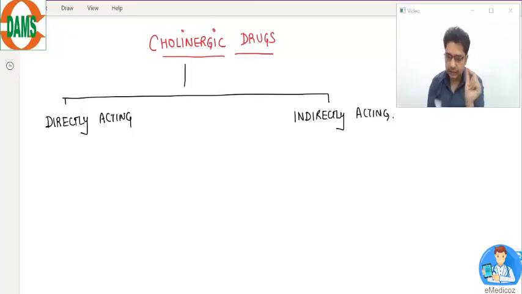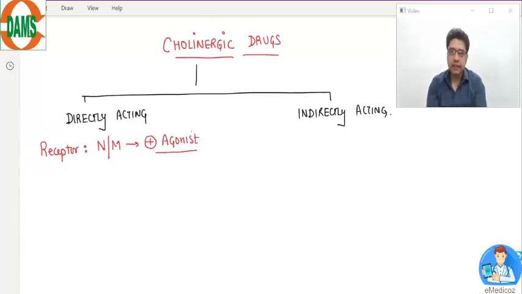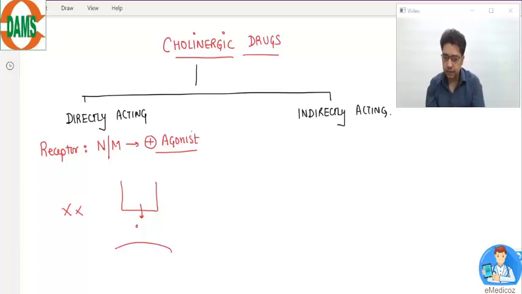Now, what does it mean? Let's understand. Directly acting drugs will go on the receptor. Can you tell me two receptors of acetylcholine? Either N or M, and they will directly act as an agonist. Agonist means that they will directly stimulate the receptor. If you remember, acetylcholine was released. Don't make this diagram. There were two receptors, nicotinic and muscarinic. So these drugs will directly stimulate nicotinic or muscarinic receptors.